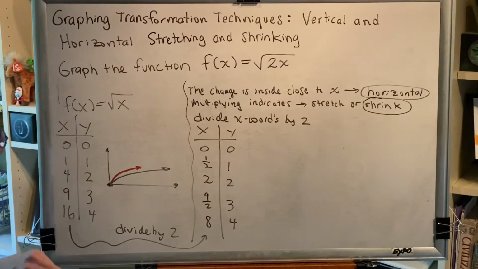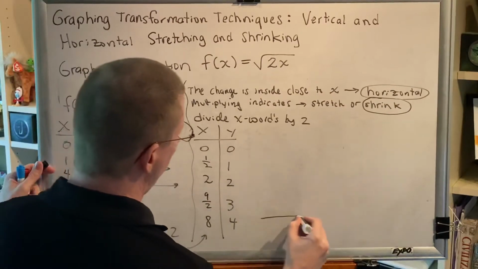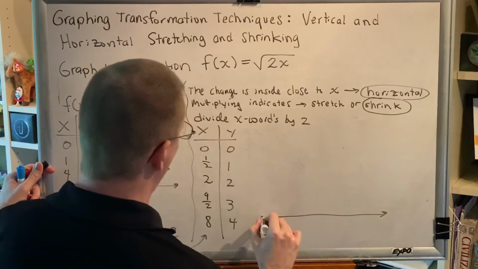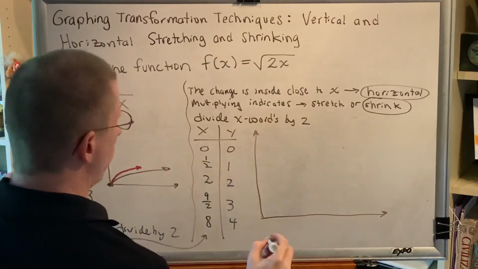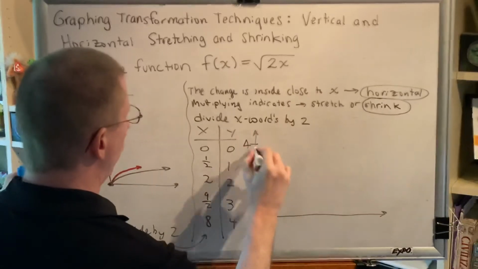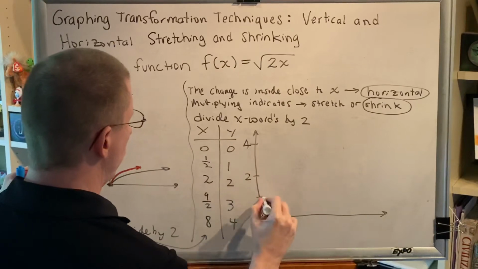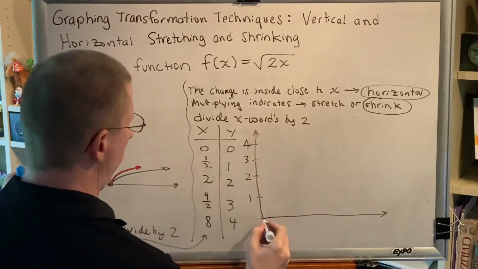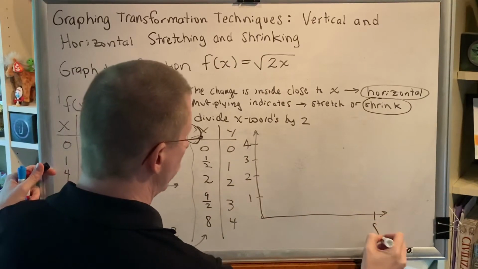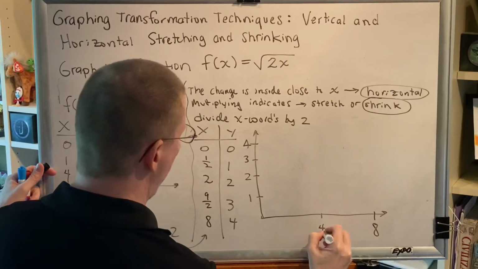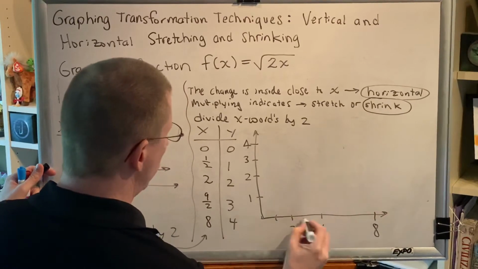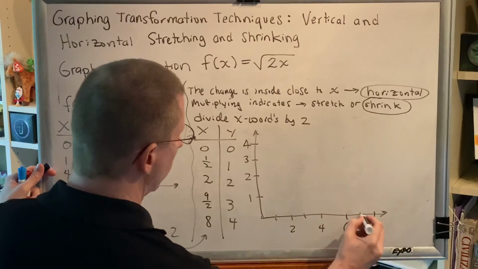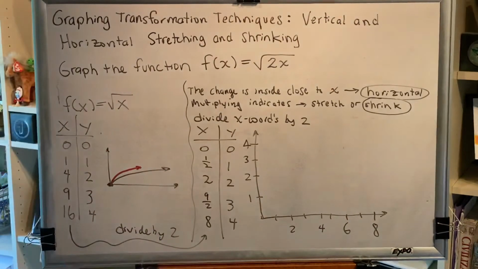Okay, let's create our graph. Let's use the new coordinates to create our graph. So the y's need to go all the way up to 4. So there's 4 and 2, and there's 1 and 3. The x's need to go all the way out to 8. So if that's 8, halfway would be 4, and that would be 2, and that would be 6. And now we can plot all of our points.